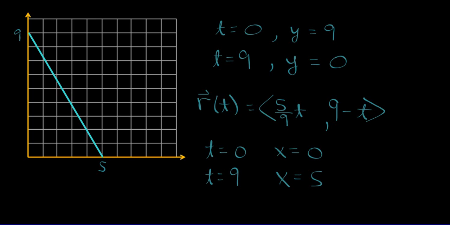I just need a line that meets the qualifications, right? Because look, when t is 0, I get 0, 9. When t is 9, I get 5, 0. So that works, right?